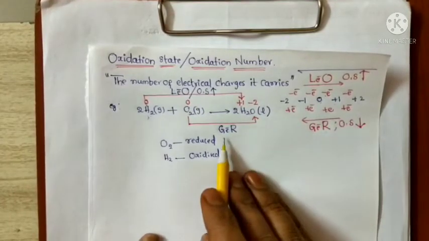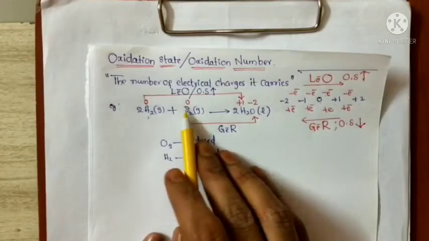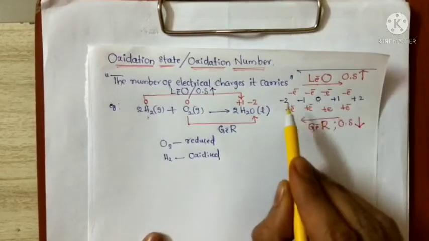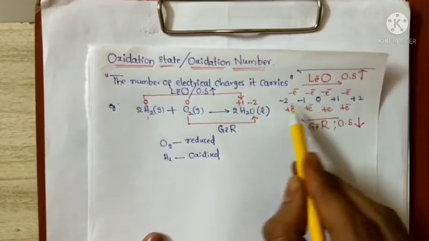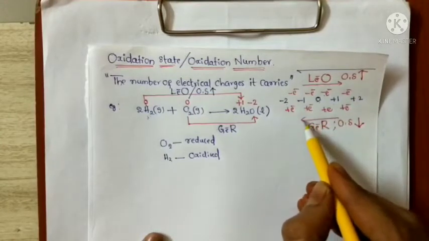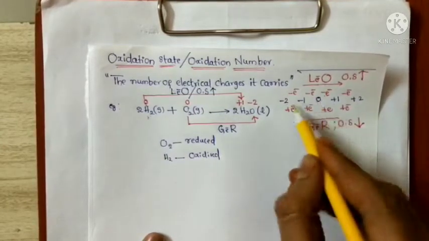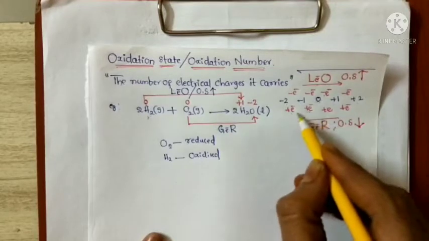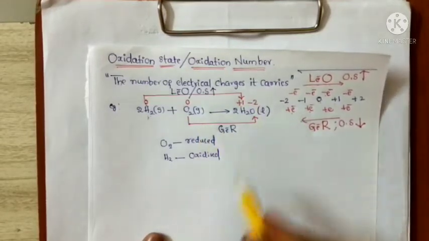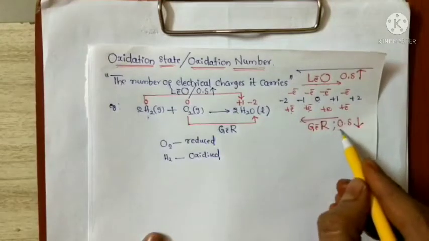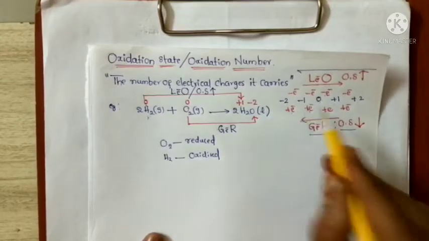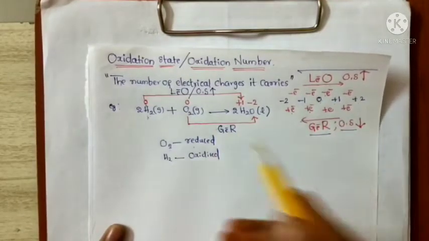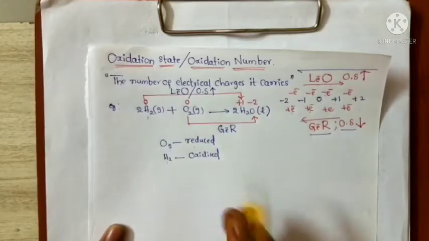Now here, gaining of electrons means here 0 to minus 2. So 0 to minus 2 means going to the left, that means right to left side. One electron gaining as well as another electron gaining, so 2 electrons are gained and 0 is converted into minus 2. That means the oxidation state decreases, or gaining of 2 electrons. So that's why oxygen is reduced, that means gaining of electron, and hydrogen is oxidized.